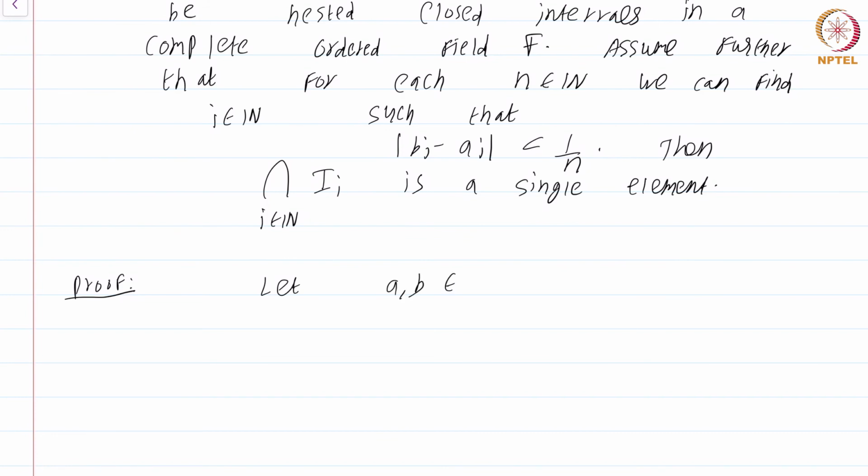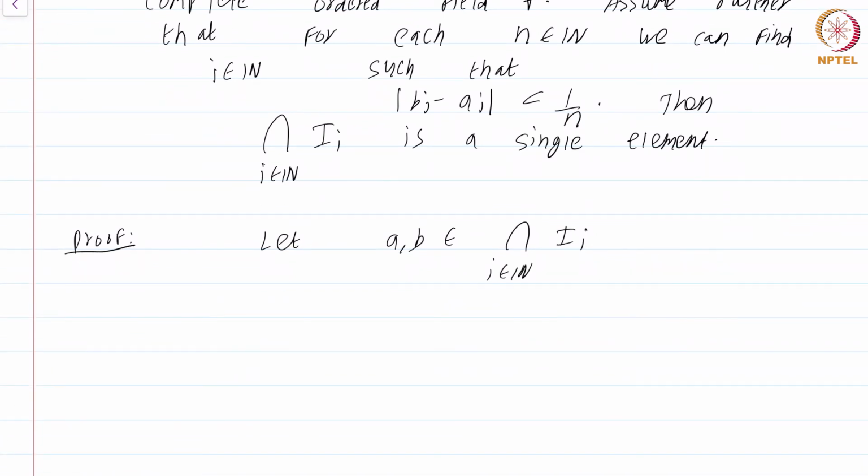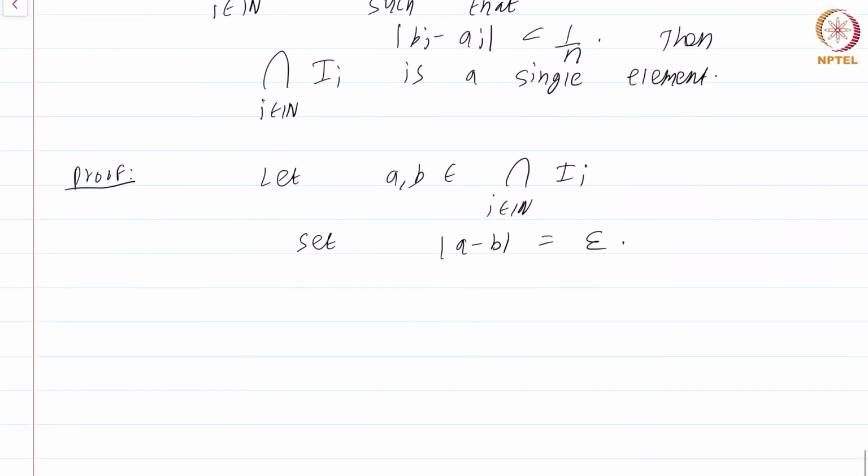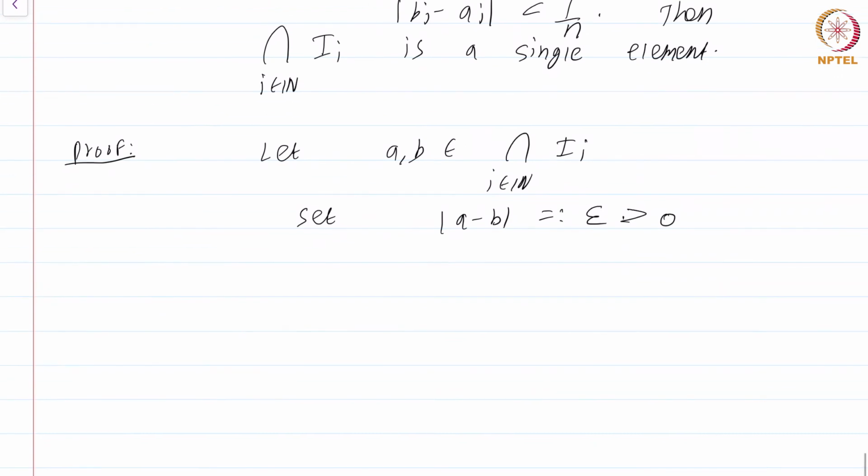Let a, b be there in the intersection. Note that the fact that there is at least one element in the intersection is guaranteed by the nested intervals theorem. We have to show that there isn't more than one. And recall that in such scenarios, we assume that there are two elements and show that both are the same. So let a, b belong to the intersection of the I_n. Set epsilon to be mod a minus b. This is a positive quantity.